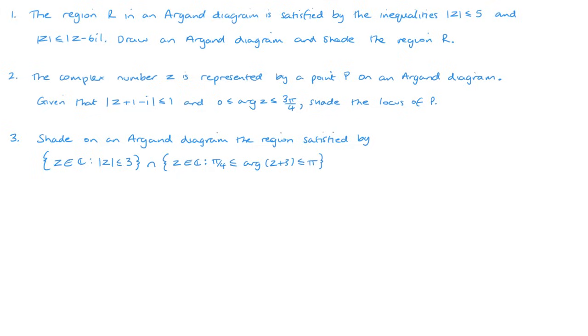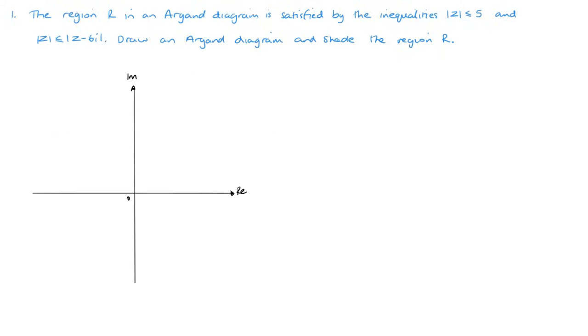Welcome back. Let's check out the answers. Okay, so we've got the region R in an Argand diagram satisfied by the inequalities mod z is less than or equal to 5. So this is going to be a circle, and mod z is less than or equal to mod z minus 6i. So this is going to be a perpendicular bisector.